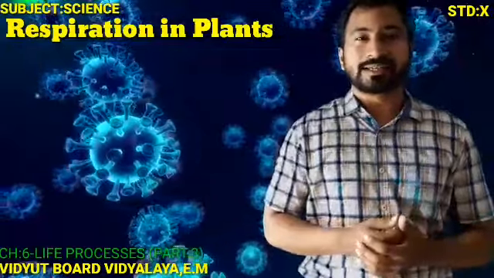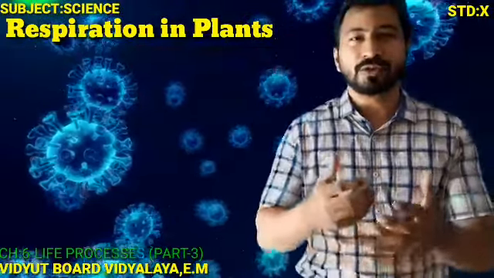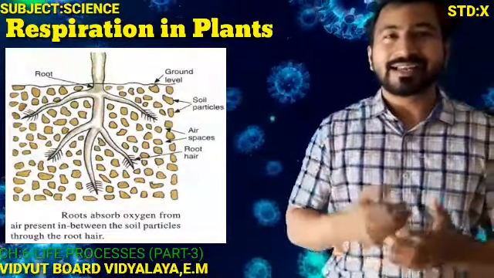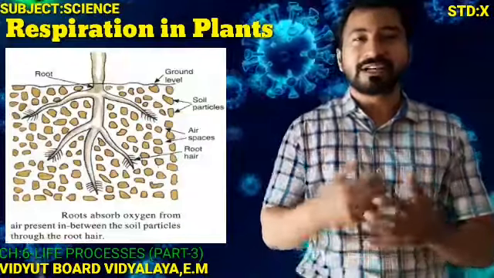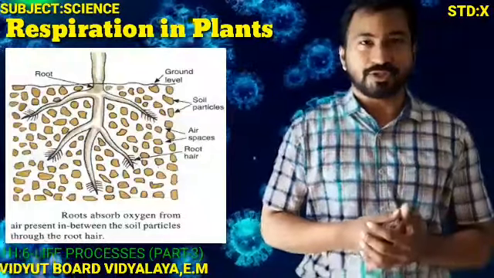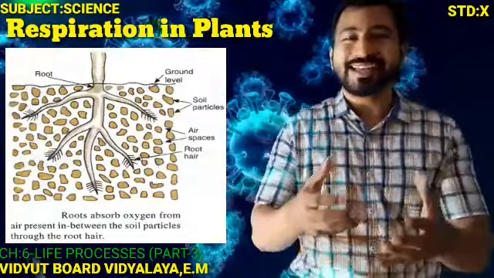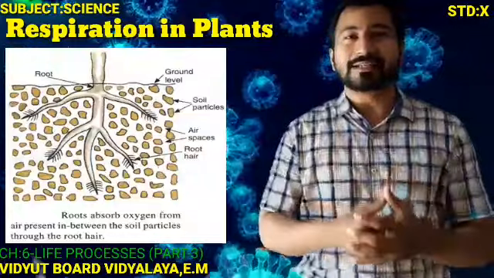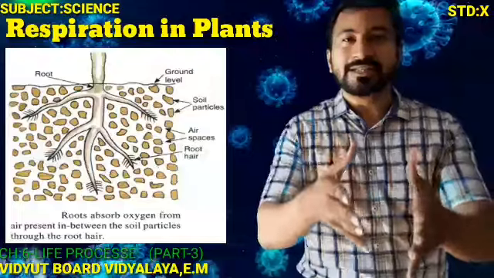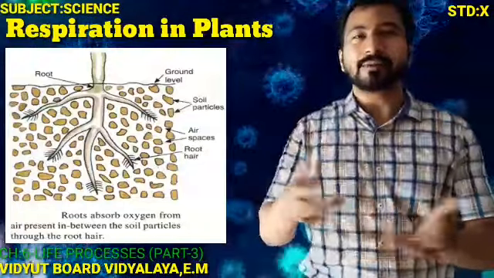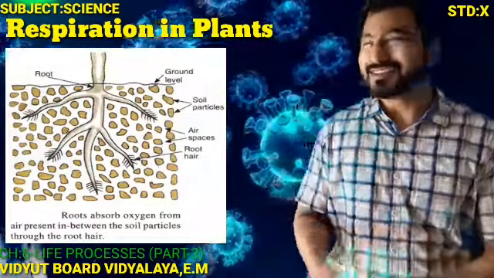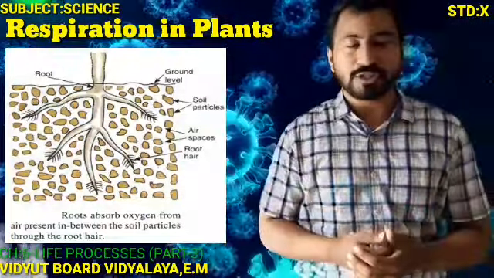The first one, respiration in the roots. Here in the diagram we can see very well that the roots beneath the soil have specific minute hair-like structures, and they are said to be the root hairs. The soil particles have a lot of spaces in between them. So these root hairs go in between them and take up the oxygen required by the plants. So that is respiration in the roots.